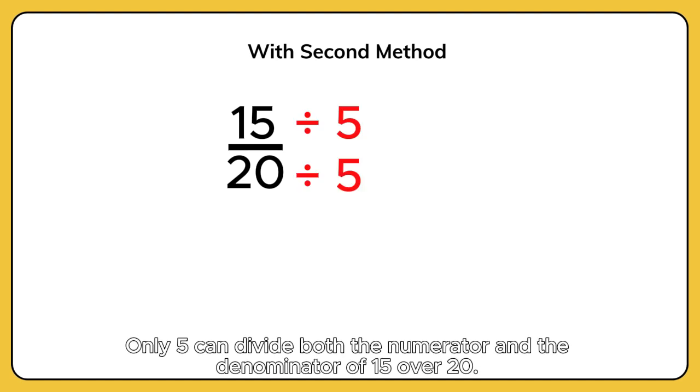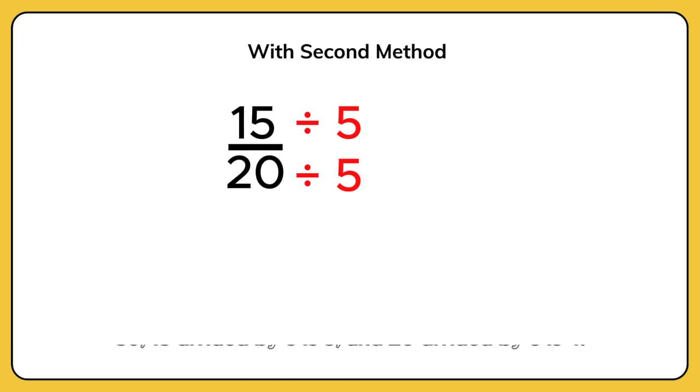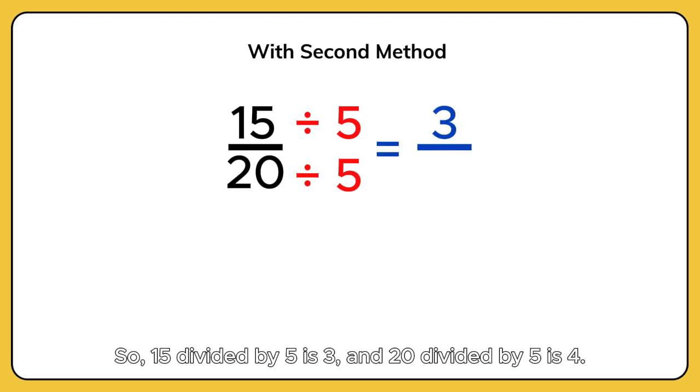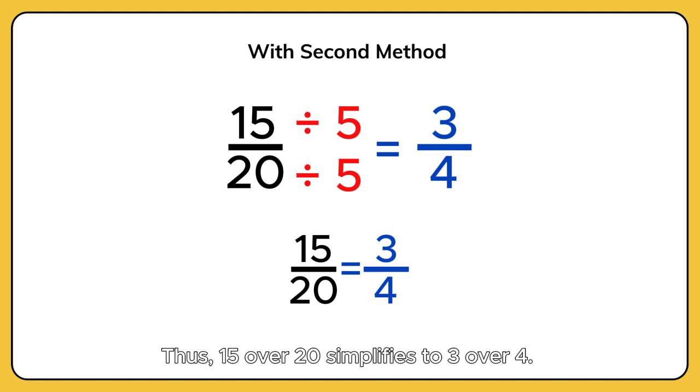Only 5 can divide both the numerator and the denominator of 15 over 20. So 15 divided by 5 is 3, and 20 divided by 5 is 4. Thus, 15 over 20 simplifies to 3 over 4.